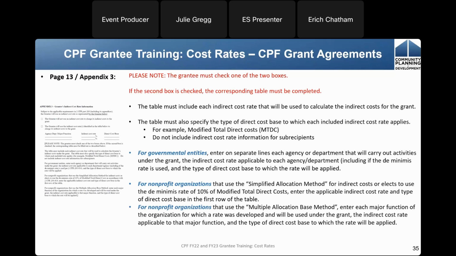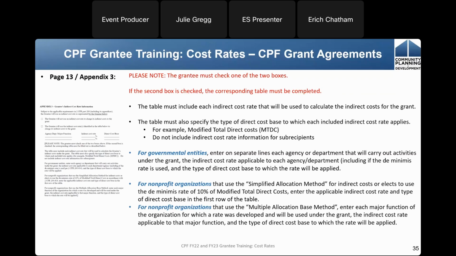So now let's go back to those grant agreements that we were looking at. You see that Appendix 3 screen grab on the left-hand side. Reminder, you have to select one of the two boxes. If the second box is checked, the corresponding table must be completed. And so the table must include each indirect cost rate, if you have multiple, that will be used to calculate those indirect costs for the grant. Then the table must also establish the type of direct cost base that you're going to use to establish your indirect. So that's the modified total direct cost for those of you that would use the de minimis.